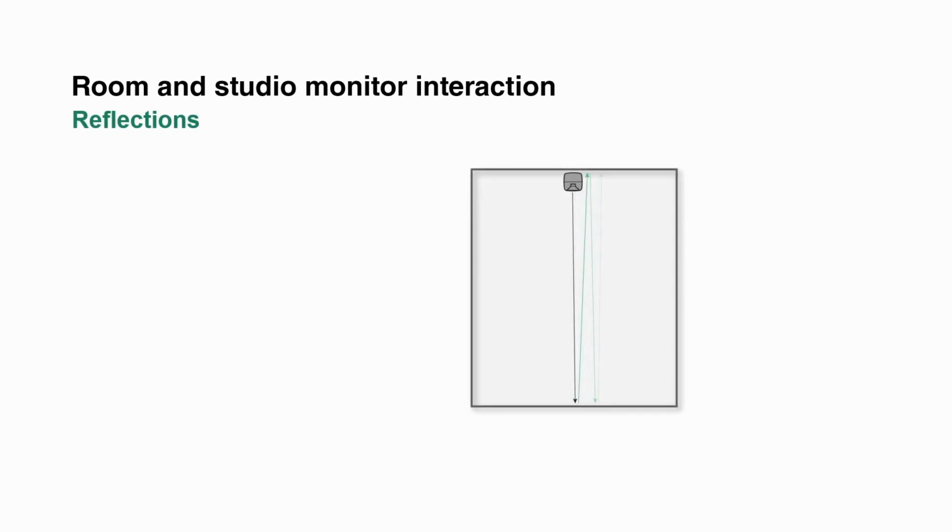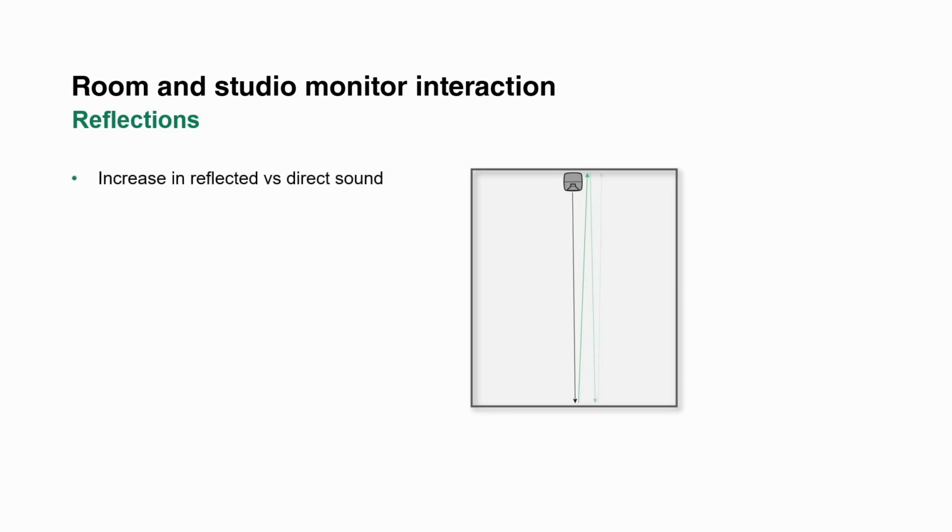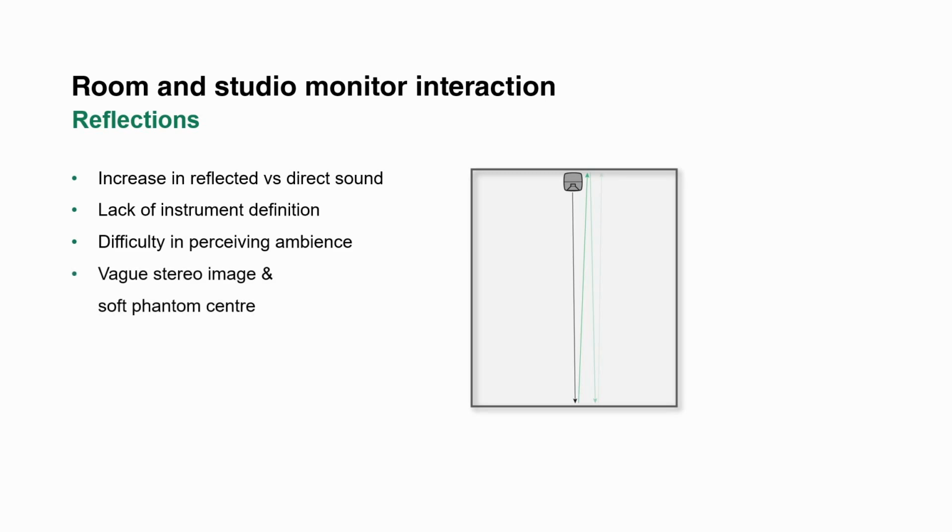Another key foundation to achieving neutral audio reproduction is to be able to understand and counteract issues with reflections. So if we're in a room that's quite reverberant with a lot of flat surfaces, then we may experience an increase of reflected over direct sound. The result of that will be lack of instrument definition, difficulty in perceiving ambience, so a difficulty in being able to understand how much reverb to add to a source. This can also lead to a vague stereo image and a soft phantom center.